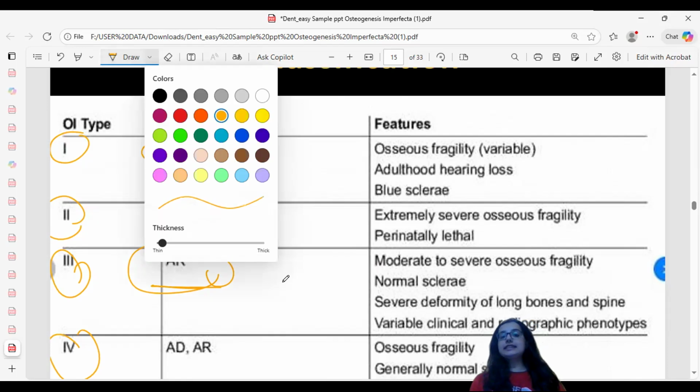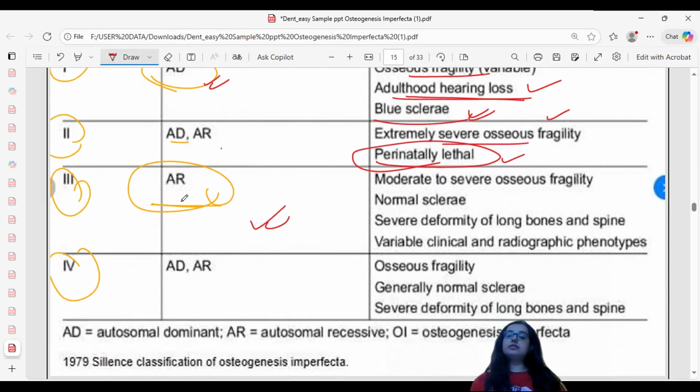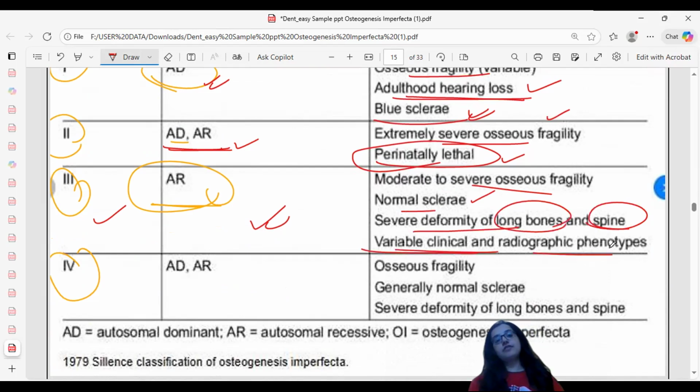It is autosomal recessive. In autosomal dominant type, we can see osseous fragility, which is variable. Adulthood hearing loss is there. Blue sclera is seen. In the second two, it is extremely severe osseous fragility and perinatally lethal. The child dies in utero. Multiple fractures are there. Both types we can see. Third type is moderate to severe osseous fragility, normal sclerae, severely deformed long bones and spine, and variable clinical and radiographic phenotypes. Type 4 osseous fragility, generally normal sclera, but severe deformity of the long bones and spine.